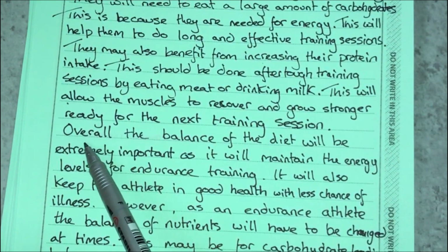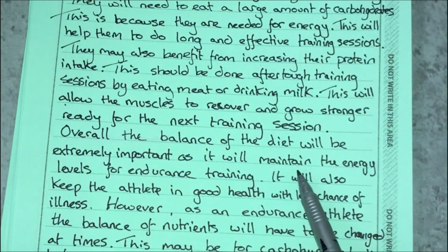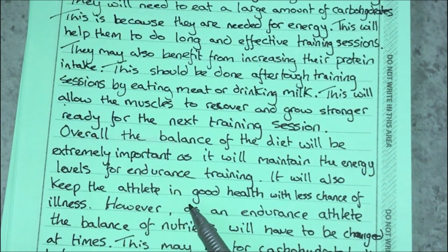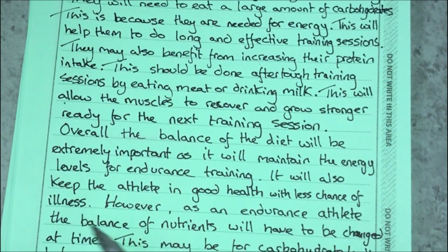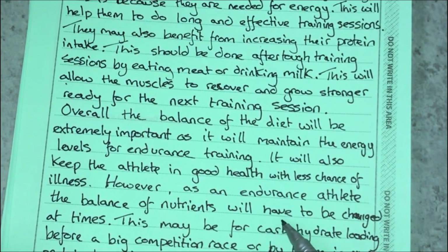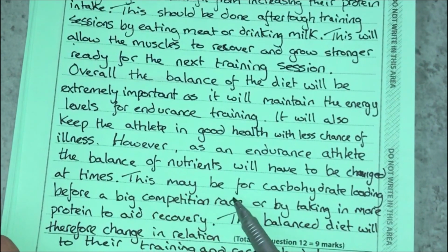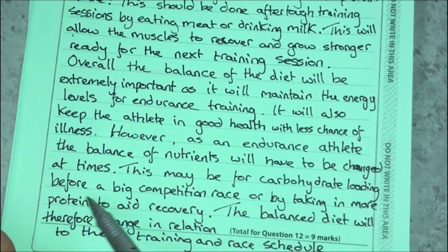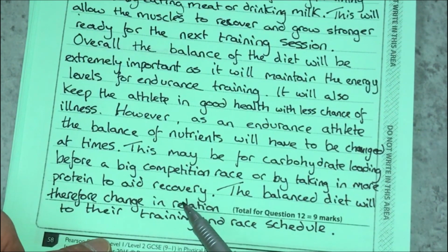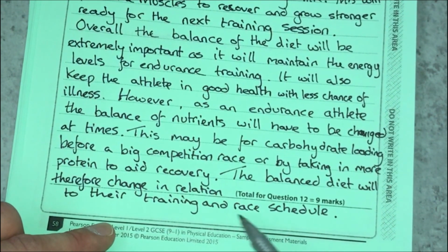Now the conclusion. Overall, the balance of the diet will be extremely important as it will maintain the energy levels for endurance training. It will also keep the athlete in good health with less chance of illness. However, as an endurance athlete, the balance of nutrients will have to be changed at times. This may be for carbohydrate loading before a big competition race or by taking in more protein to aid recovery. The balanced diet will therefore change in relation to their training and race schedule.